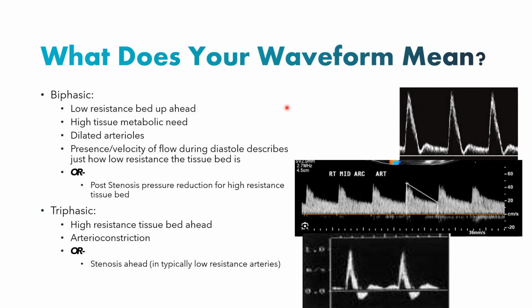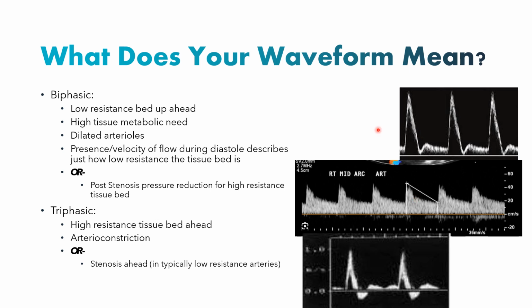Okay, so here's a little bit more description of some of the things that we're going to see. Biphasic means we have a low resistance bed ahead. We get that low resistance from high tissue metabolic needs, which result in dilated arterioles. The presence and velocity of the flow during diastole describes just how low the resistance in the tissue bed is. So we know that biphasic flow here looks very different from biphasic flow here. They're both lower resistance, but obviously this one is much lower resistance than this one.